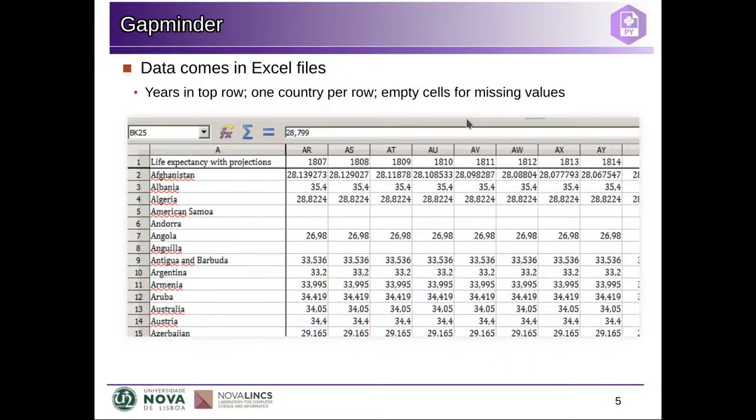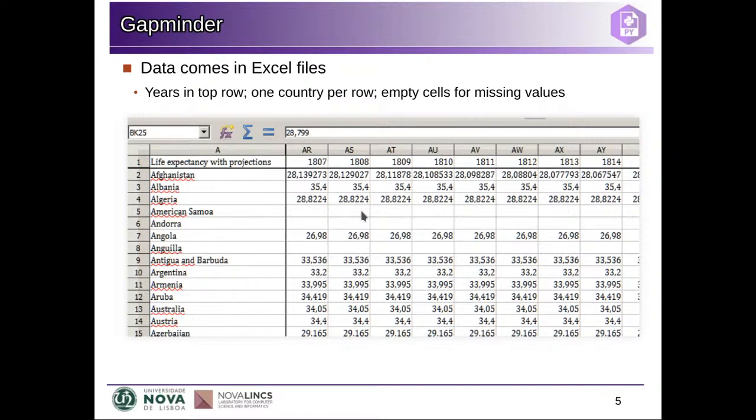So this is an example of one file for life expectancy, and you see here that you have in the first column the names of the countries, and then the following columns correspond to different years, and we have the values for each country and each year in the cells. In some cases we have missing values, so there is no data for that specific year for that country, and so the cell is empty. This is the input format.